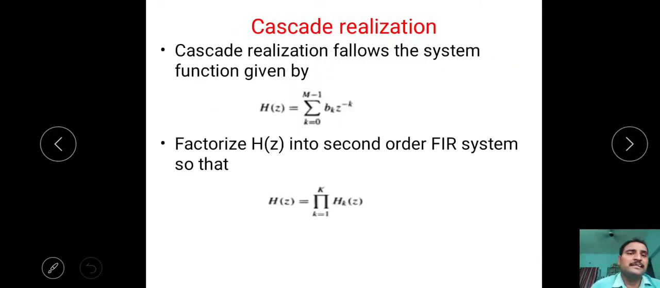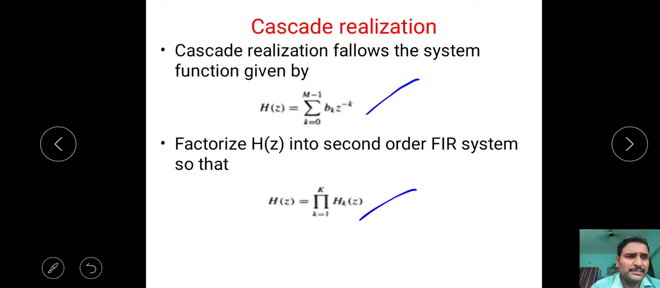Coming to the cascade realization, this is used when the structure of the given system is very complex, that means its order is around 10. In such cases, we don't go for the direct form realization, because we can't realize the given system directly. In such cases, we should go for cascade form realization. That means we have to divide the given H of z into a number of parts, subsystems, like this: the product, k equal to 1 to capital K, of H k of z.